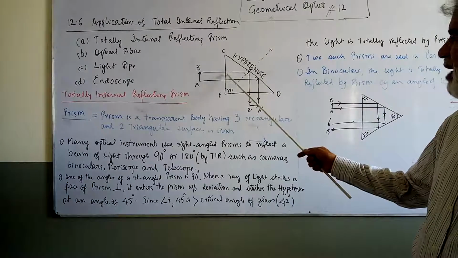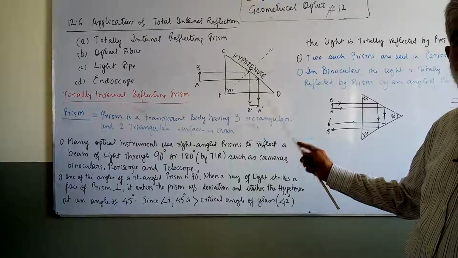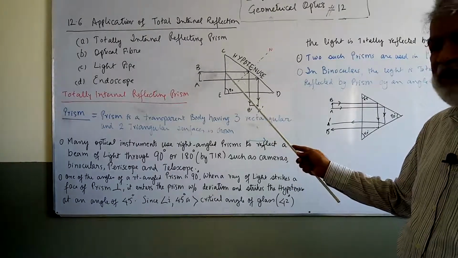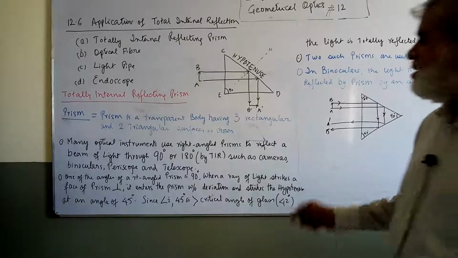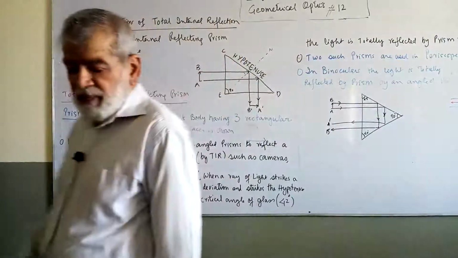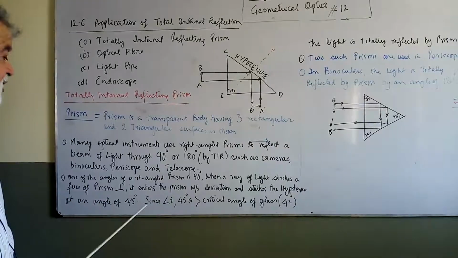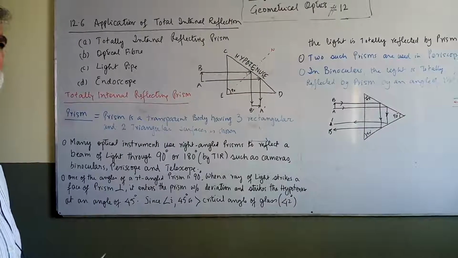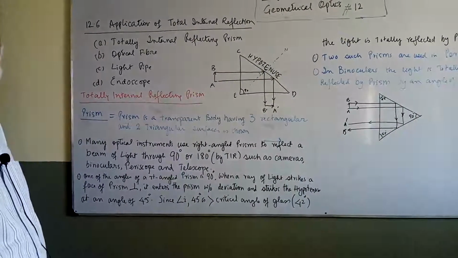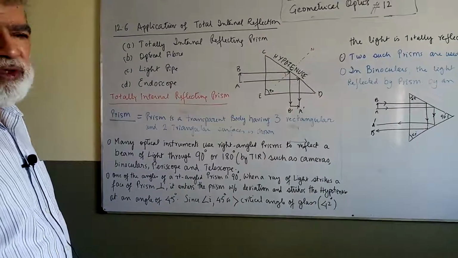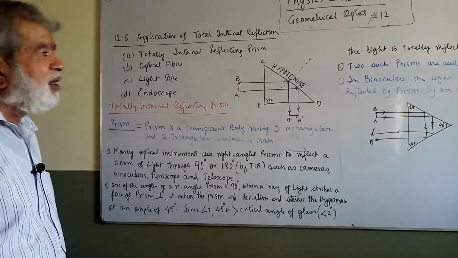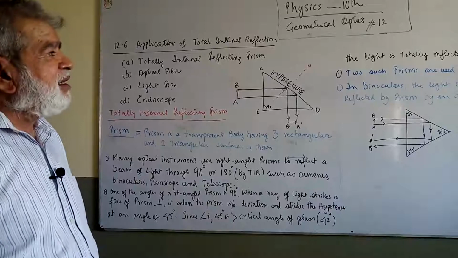at an angle of 90 degrees without deviation, because the angle is 90 over here. And when it is 90, that helps because the angle of incidence, 45 degrees, is greater than the critical angle. The critical angle for glass is 42 degrees. Therefore, it is totally internally reflecting.